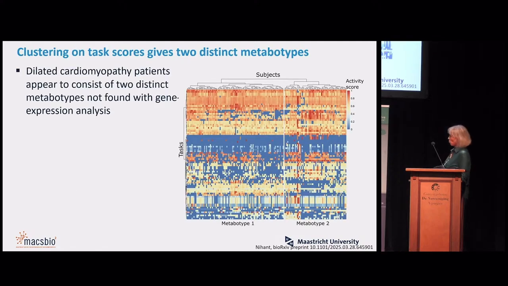What we did then, and this was, by the way, work by Bastien Nihan, a PhD student, recently posted on bioRxiv, is that we used all these task scores that we had calculated for each individual and did a clustering analysis on them. And what we could see was that there were two clusters or metabotypes.